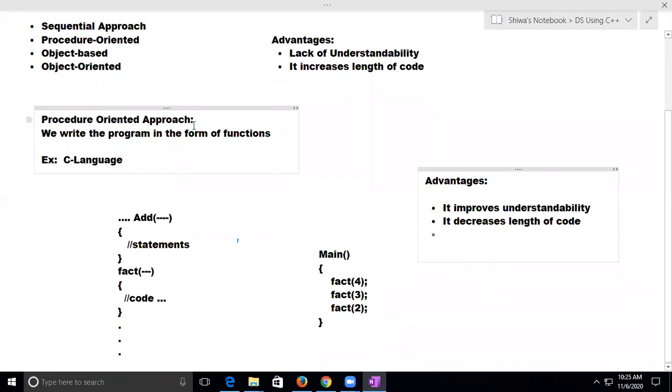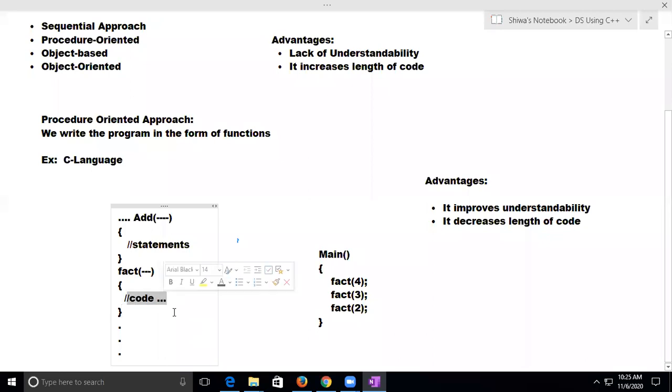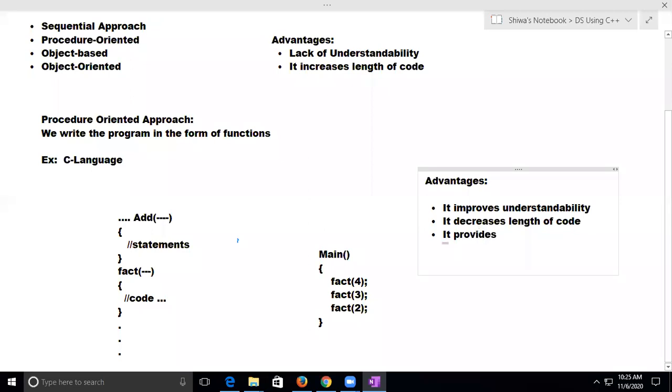So procedure oriented approach improves the understandability and it decreases the length of code because we are writing code only for one time. We're not writing for many times. We are writing code only for one time, but we can use that code for any number of times. Okay, that is what reusability. It provides reusability. We can reuse that code for any number of times. So in this example, we are writing this factorial code only for one time, but we can use this code for any number of times by calling.